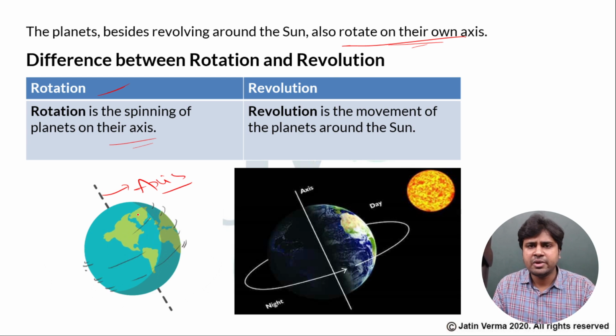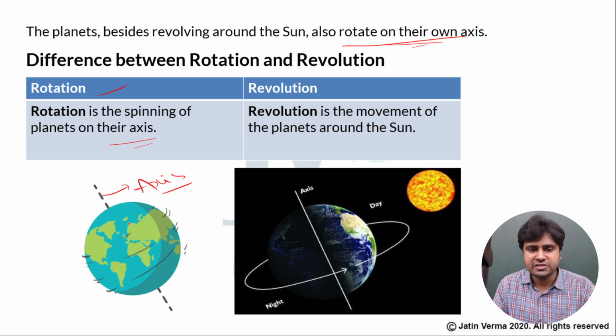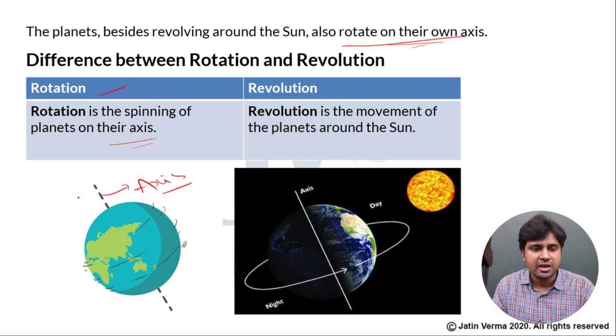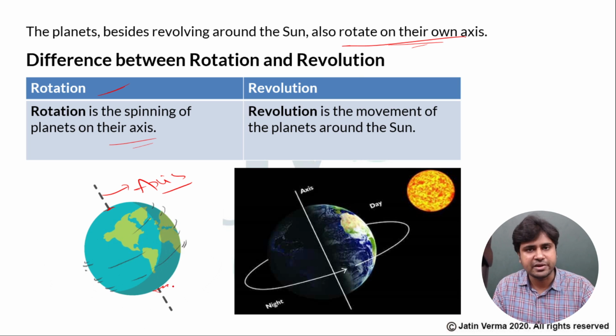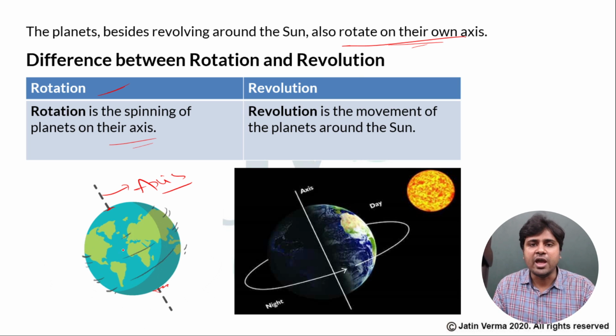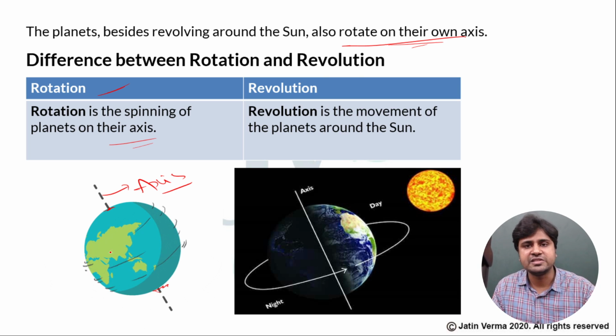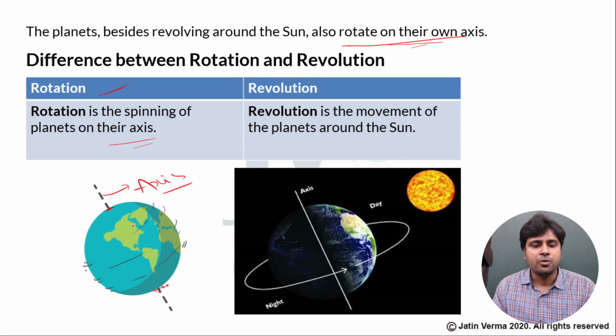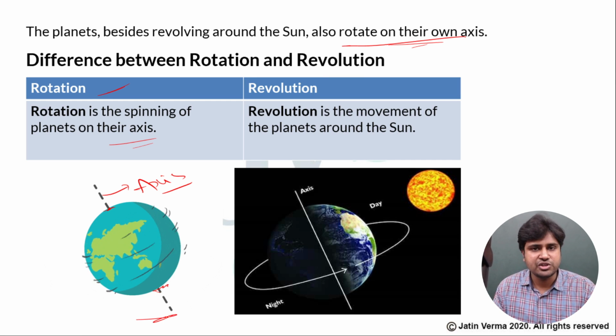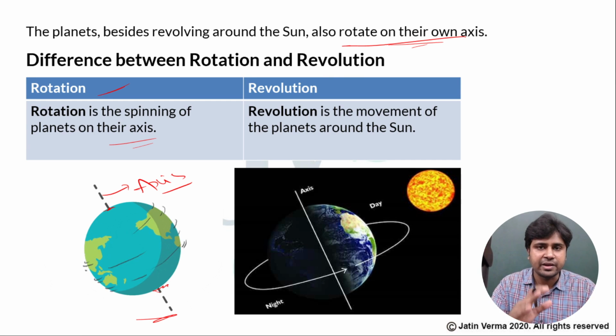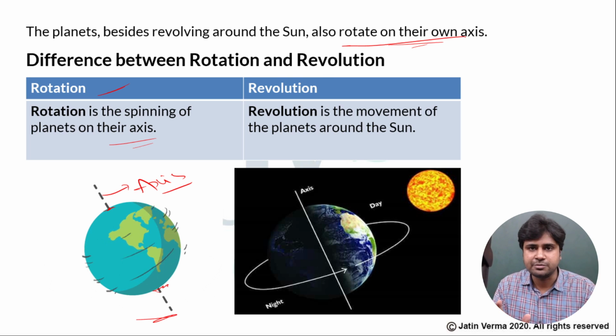So, axis is nothing but an imaginary line that passes through the center of the planet. Axis passes through the north pole and the south pole of a planet. Okay? So, every planet rotates about its axis. So, please keep that in mind. Clear? Now, the axis of the earth is inclined, as shown in this image. It is not straight. So, please keep this in mind.